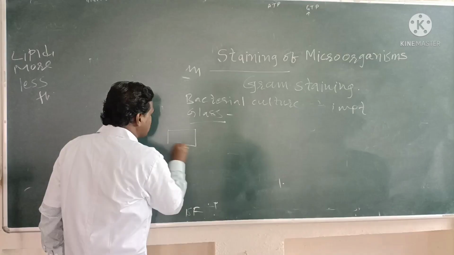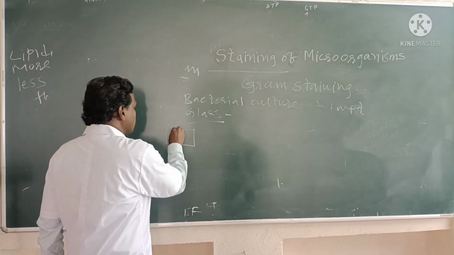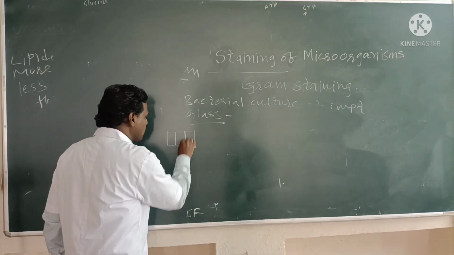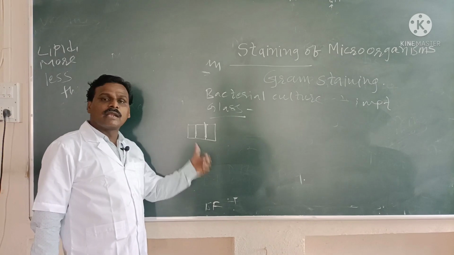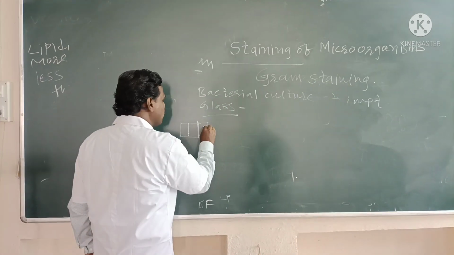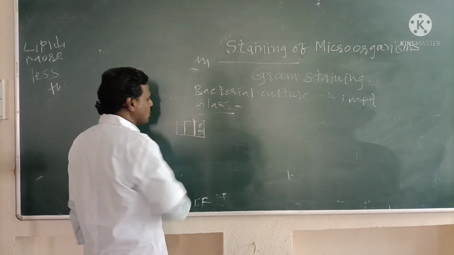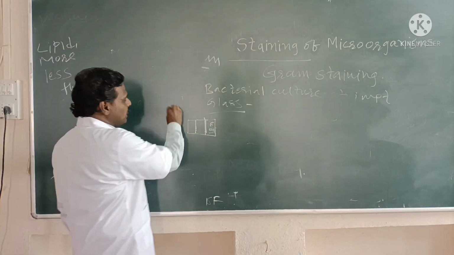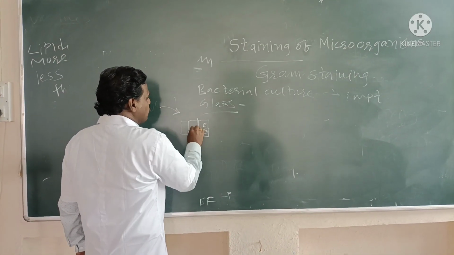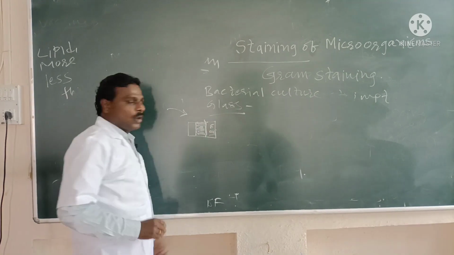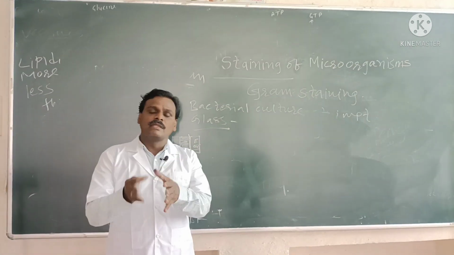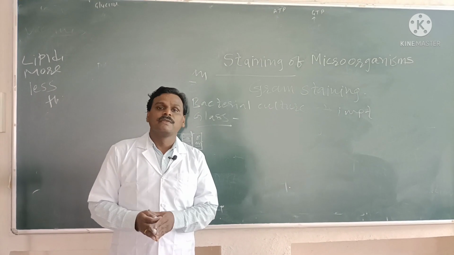So a slide is taken, then a marking area is made at the center of the slide with the glass marking pencil. Then we label the slide with the initial of the organism, take a loopful of culture, place it at the center of the slide, and make a bacterial smear. Already in the previous video we have seen the preparation of the bacterial smear.